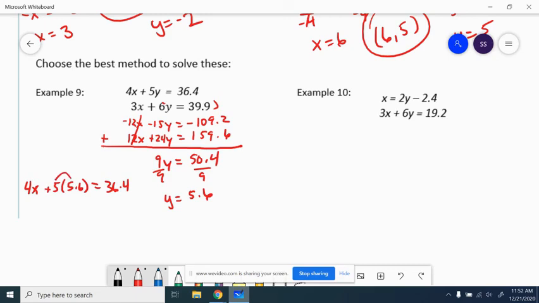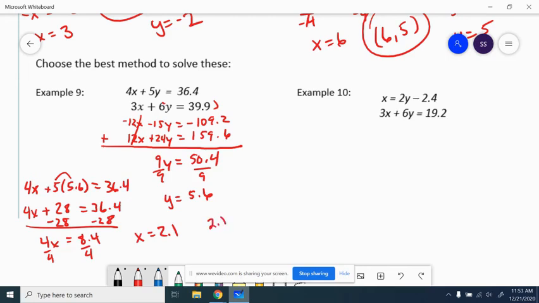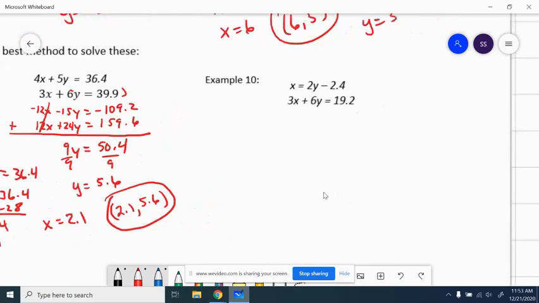So 5 times 5.6 is 28. 4x plus 28 is equal to 36.4. Subtract 28 on both sides, and you're left with 4x is equal to 8.4. Divide by 4, divide by 4, left with x is equal to 2.1. All right, last thing, just make sure you put your answer as an ordered pair. So this is 2.1, comma 5.6. There is your solution.